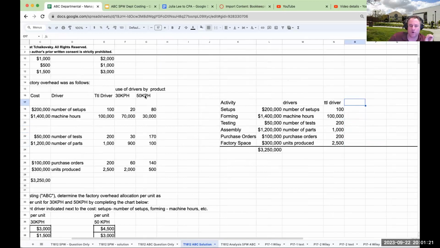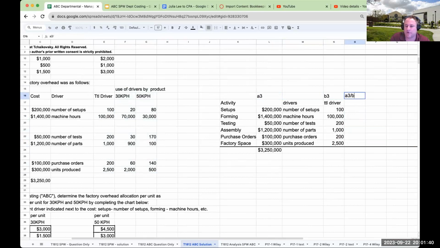I'm going to ignore the driver use by product at this point. I'm not going to focus on that right now. I'm going to use that later to go through and do the allocation. But what I'm trying to do right now is I need to take the total amount of the driver, and I'm going to go over here, call this A3, we'll call this B3. If I take A3 divided by B3, I'm going to get C3, not PO. But over here, this is my rate per driver.